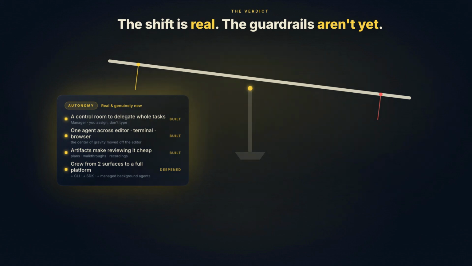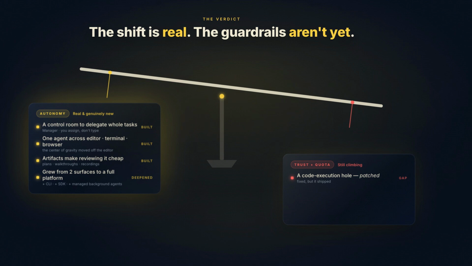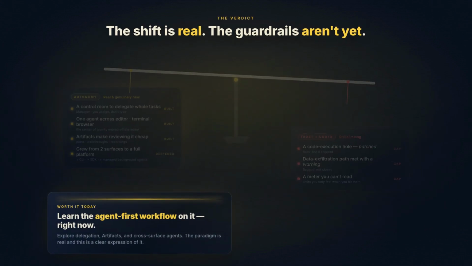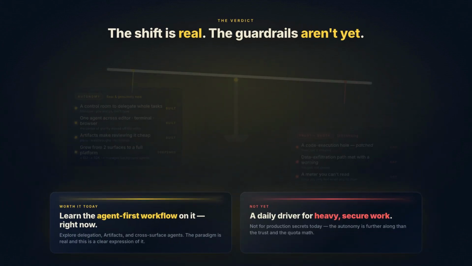Google's only deepened the bet. A year after launch, it grew Antigravity from 2 surfaces into a full agent platform, adding a command line tool, a software development kit, and managed background agents. On the other pan, a code execution hole that needed patching, a data exfiltration path met with a warning, and a meter you can't read. Those aren't deal breakers for trying it. They're deal breakers for trusting it with your production secrets today.